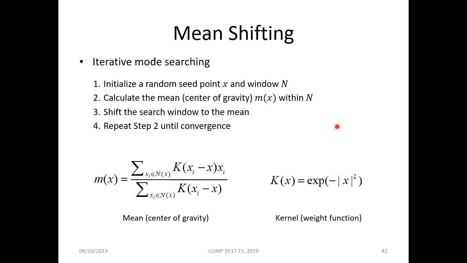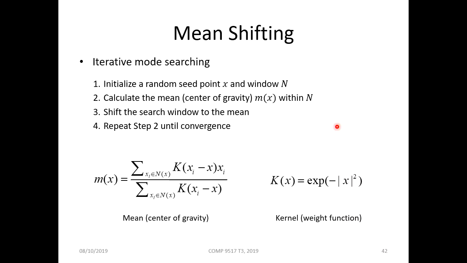And then, so you have this mean, and you shift the window to that mean that you calculated. So then you're in a new position, and you again calculate the mean, and then you shift to the new mean, etc. So this is an iterative process until convergence, meaning that whenever you compute the next mean, it's not so far away from the original anymore. You use some error margin.